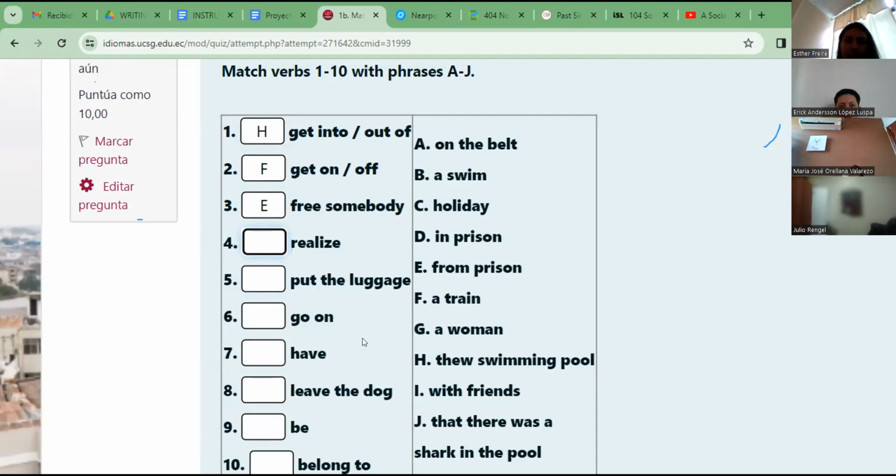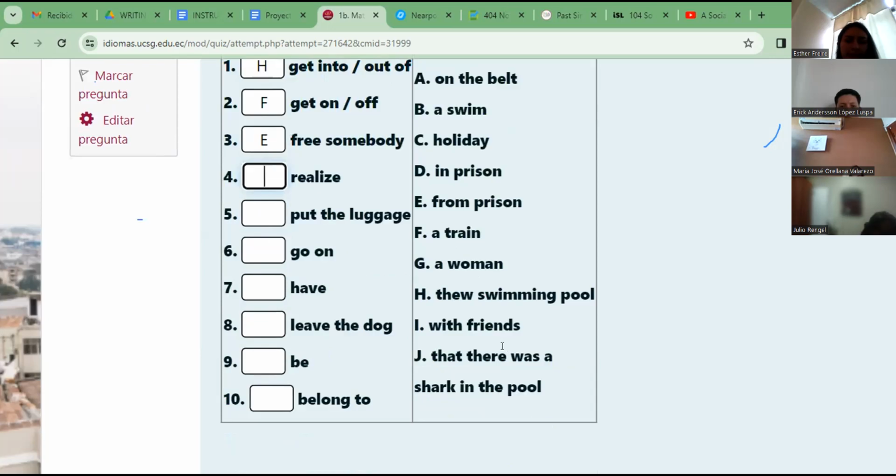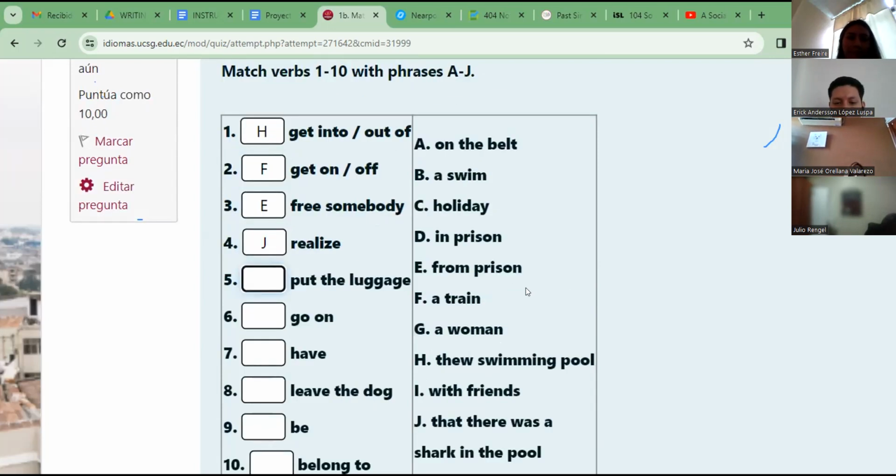Let's see. Esther, realize. I realize that there was a shark in the pool. In the pool. Good. Next one, Maria Jose. This is easy. On the belt. Put the luggage on the belt. Julio, go on. Let's see. Holiday. Good. Holiday.